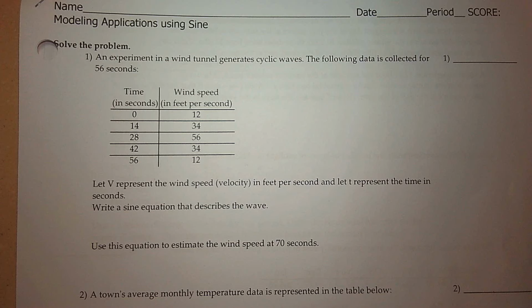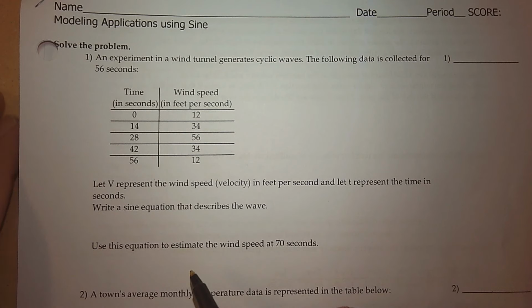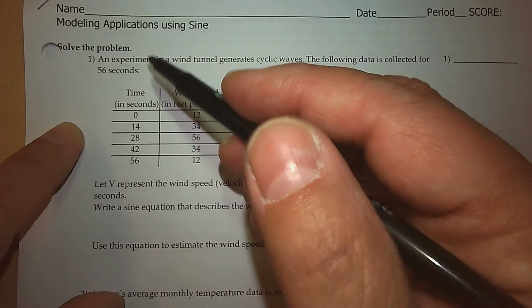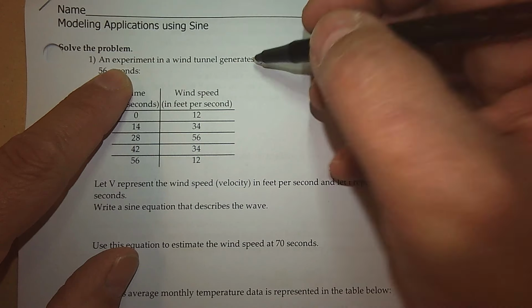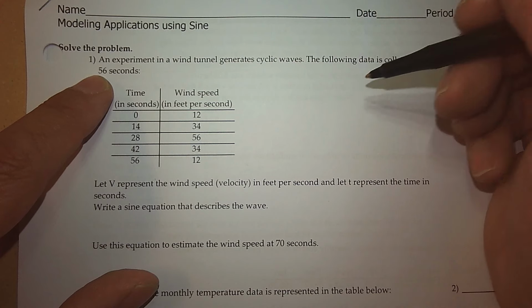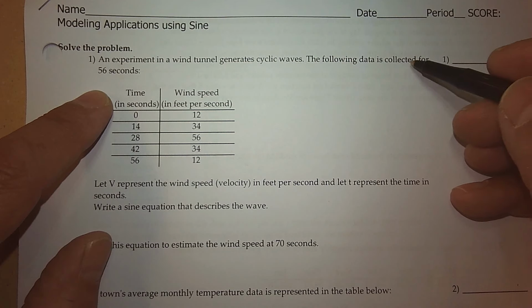All right. I want you to look at number one. And I want us to have the ability to model that with the sine wave. That's what the lesson is today. So let's read it together. An experiment in a wind tunnel generates cyclic waves. They go in cycles. The following data is collected.